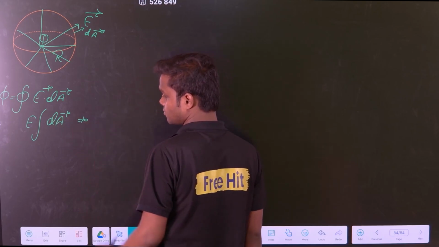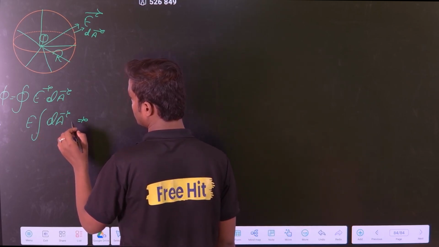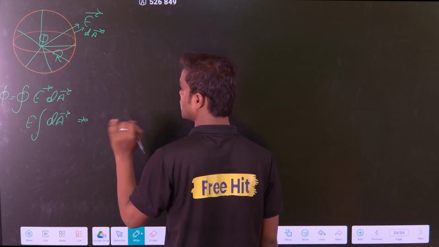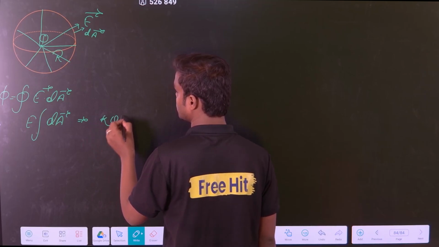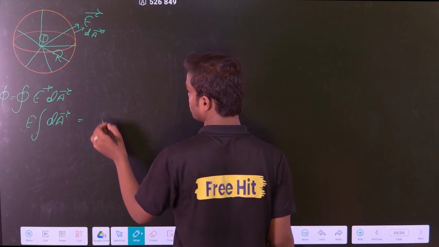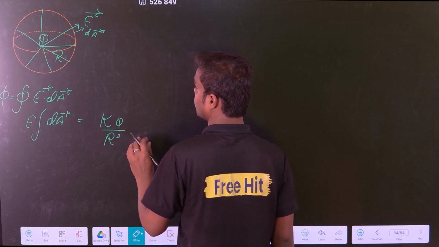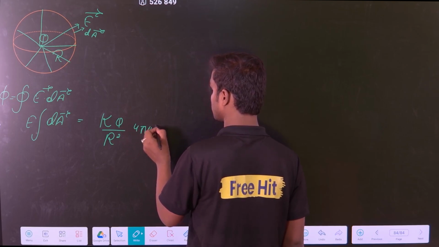Now what is the integral of dA? It is the total area of the sphere, correct? What is the electric field? That is kq by r square, correct? Now what is the area? The area will be 4 pi r square. That is also correct. Yes or no?